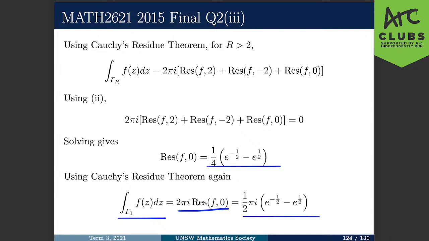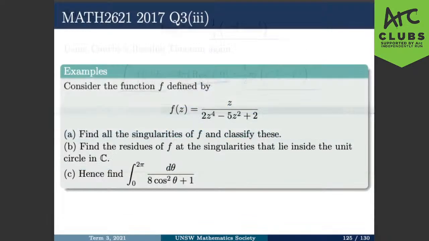Okay, so I think this is the second last question we have here, and one more and then we'll be done. Okay, so once again we have a function. We want to find all the singularities and classify them. I guess we'll do that first.